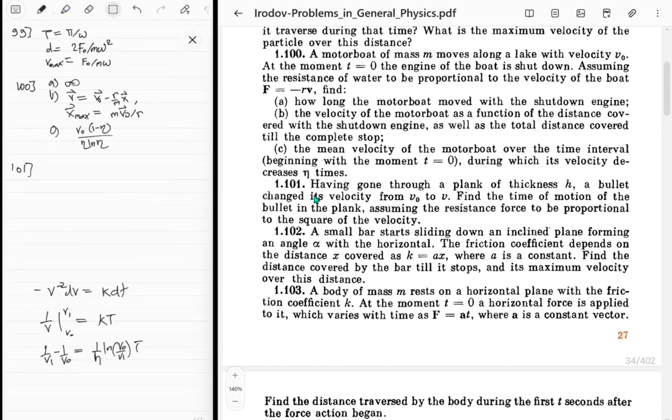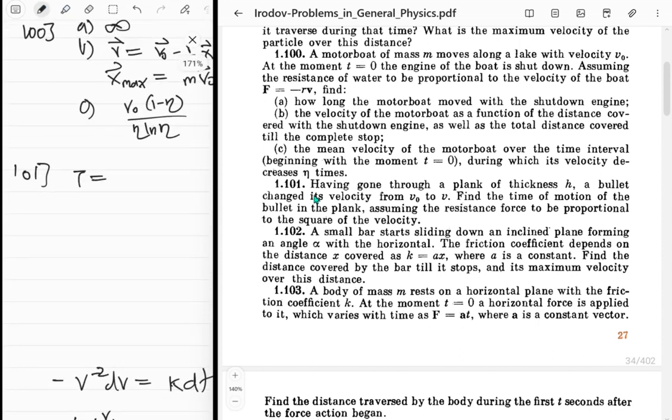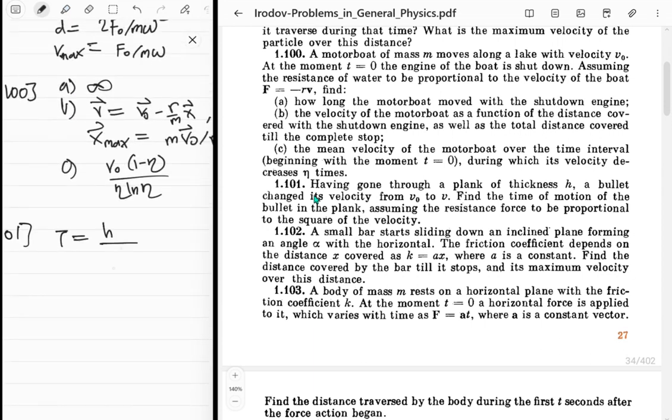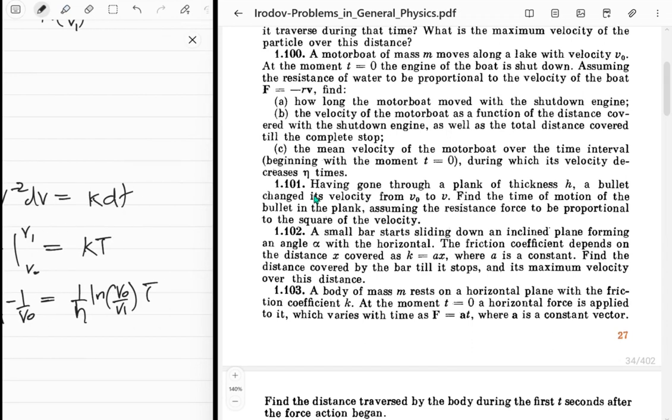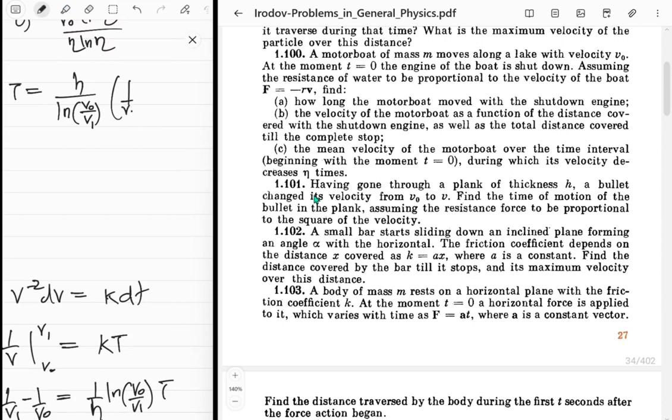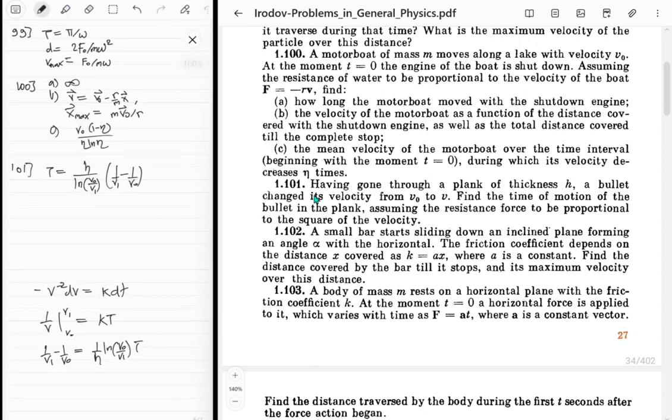Oh, this was easy. So the time required is h upon natural log of v0 upon v1, times 1 upon v1 minus 1 upon v0. I write natural log of v0 upon v1 because natural log of v0 minus natural log of v1 doesn't make sense; v0 is not a pure number. Should be 1 upon v0. Yes, it does make sense. It's positive and everything, because v1 is smaller. So 101 done.